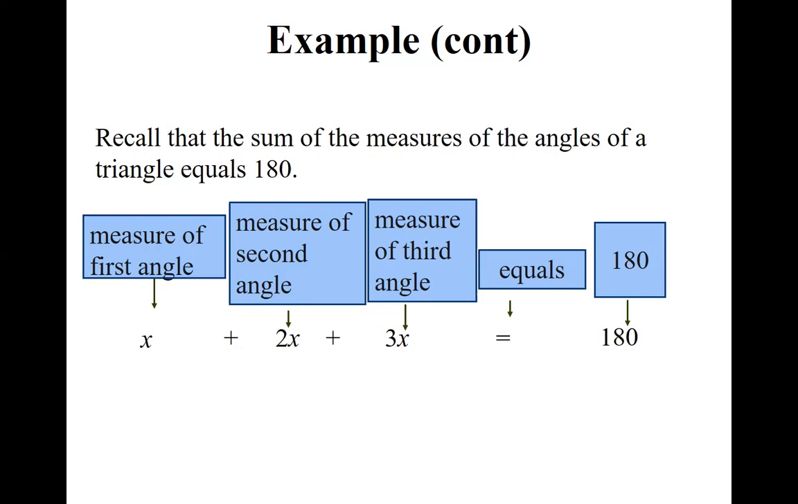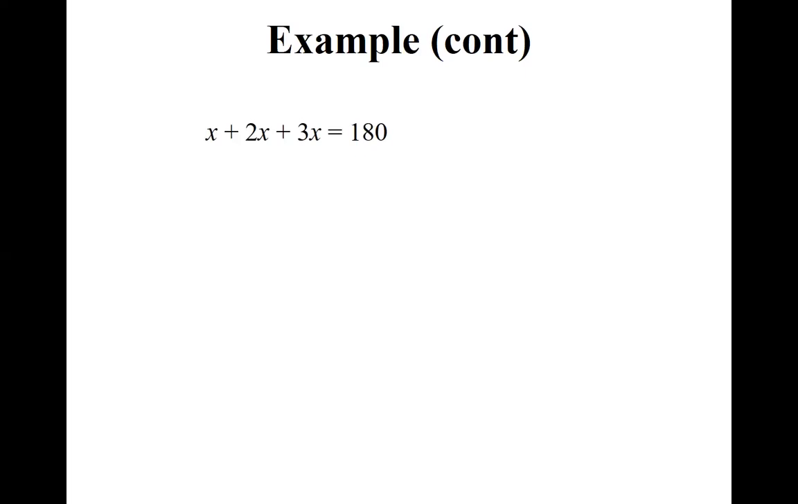So now we have our equation that we need to solve. x plus 2x plus 3x equals 180. How do we solve? We're back to solving again. We combine like terms on the left. 1x plus 2x is 3x. 3x plus 3x is 6x. 6x equals 180. We want to get the x by itself. We need to get rid of multiplying by 6. We do that with dividing by 6. Whatever we do on one side, we do on the other.